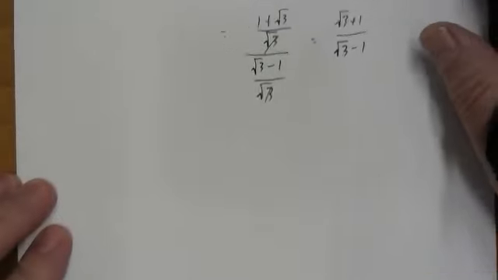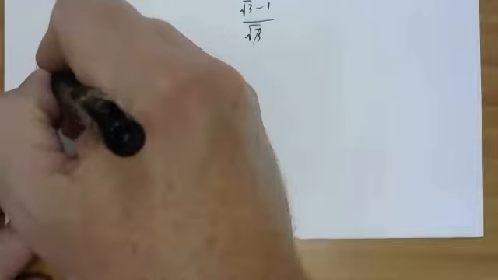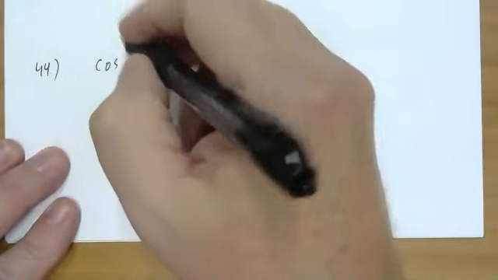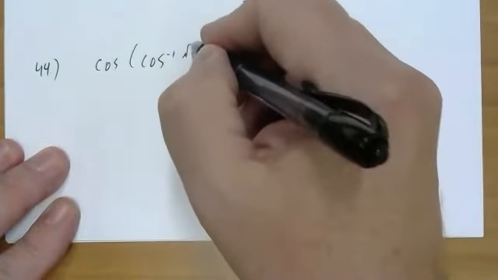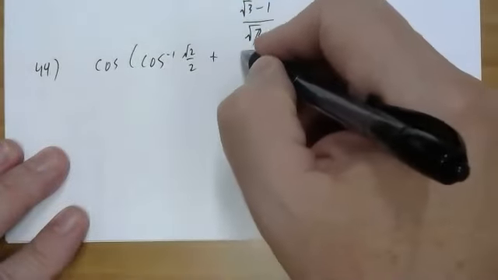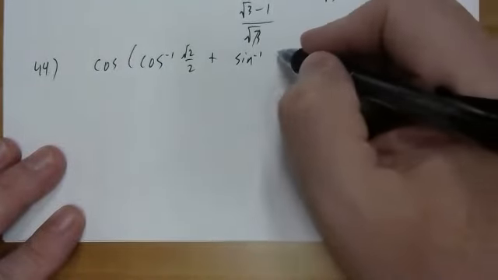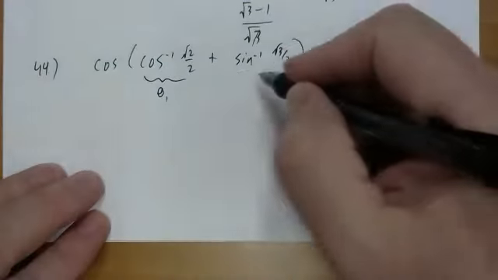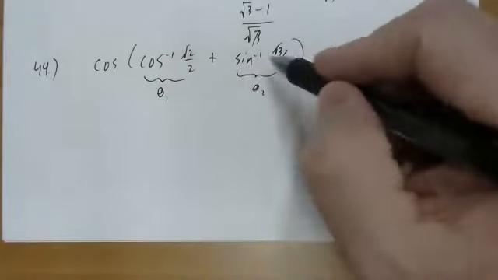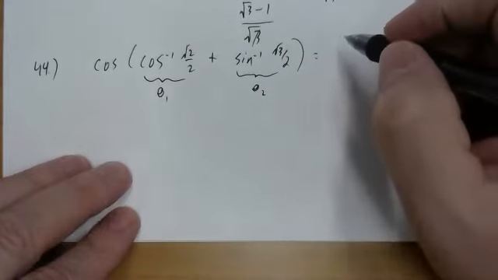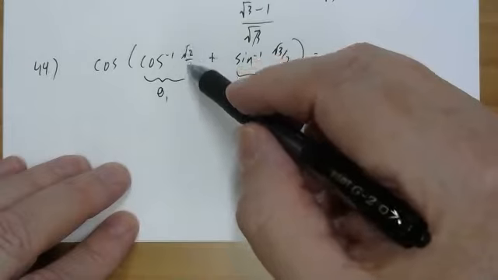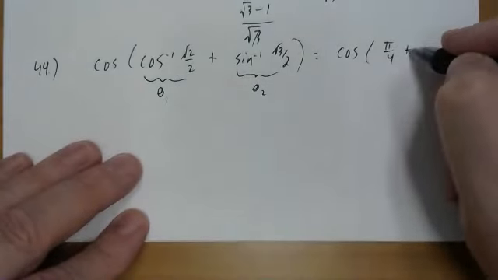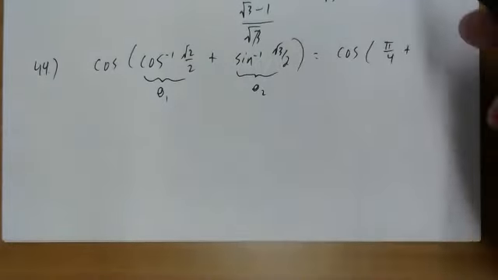All right, 44 now. Throw in a little bit of a twist. The cosine of the inverse cosine square root of 2 over 2 plus the inverse sine square root of 3 over 2. So these are actually two angles. I'll call this theta 1 and this theta 2. I can figure these out because these are special angles. So inverse cosine square root of 2 over 2. What's the angle with the cosine square root of 2 over 2? I know that that is pi over 4. Inverse sine square root of 3 over 2. What's the angle where the sine is square root of 3 over 2?